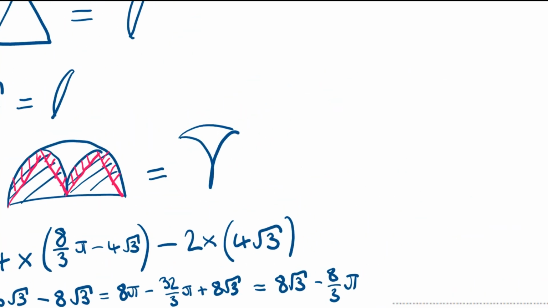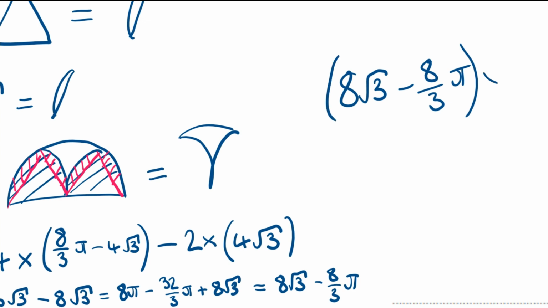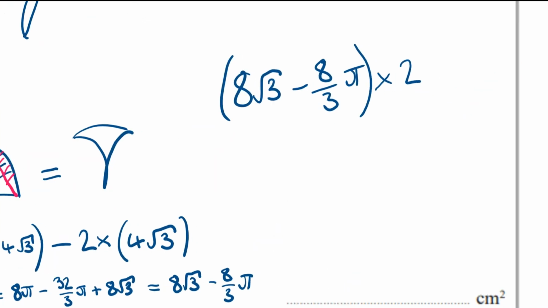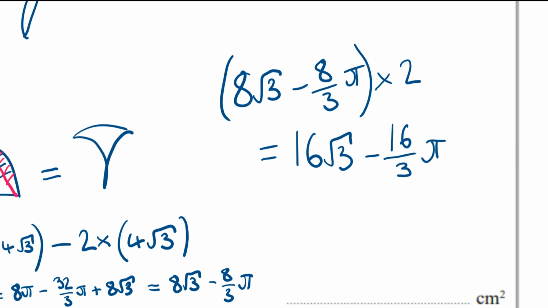Okay, but remember, as I said earlier, we need to double all of this. So we're almost there. 8 root 3 minus 8 over 3 pi times 2 equals 16 root 3 minus 16 over 3 pi centimetres squared. And that's our final answer.